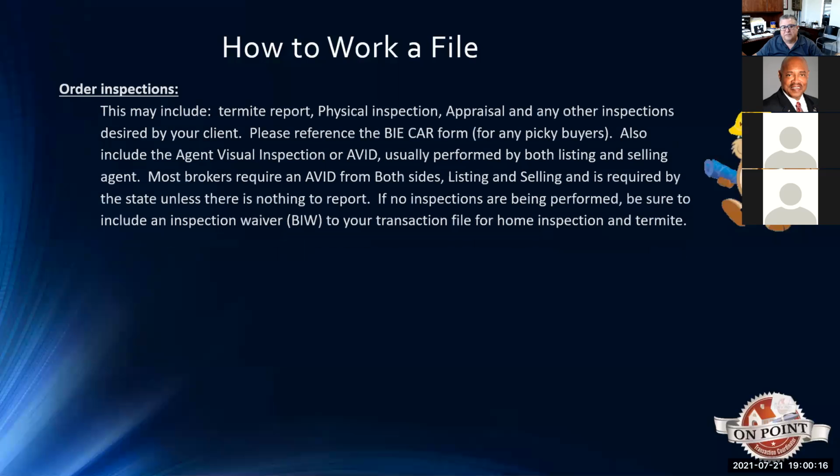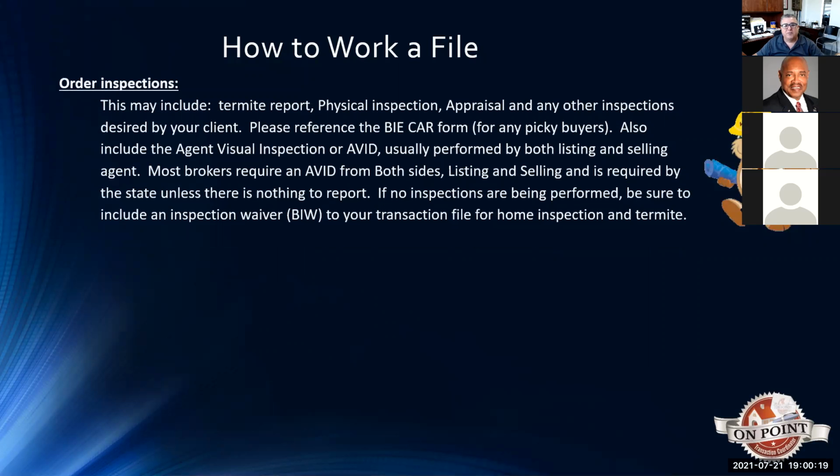All right. So ordering inspections. This may include termite report, physical inspection, appraisal, and other inspections desired by the client. Please reference the BIE, which is a buyer's inspection election card form, for any picky buyers. And we talked about that before. When you have a picky buyer, that BIE, or buyer's inspection election, actually has all the different kinds of inspections you can get on a property. There's probably like 30 of them, right?